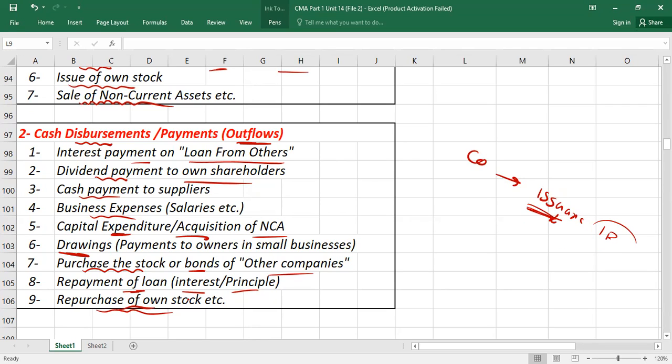So these are not the full exhaustive list, but these are a few points which could be part of your cash flow, the cash flow budget. Understood? So this was the overview. Now I'm going to talk about how the question could be tested in an essay style question, and what kind of format you have to follow to prepare the cash budget.